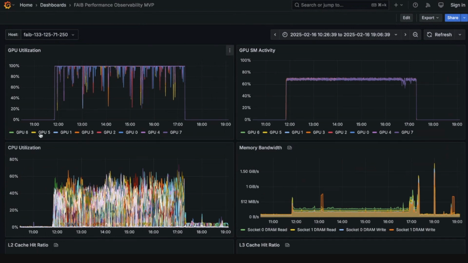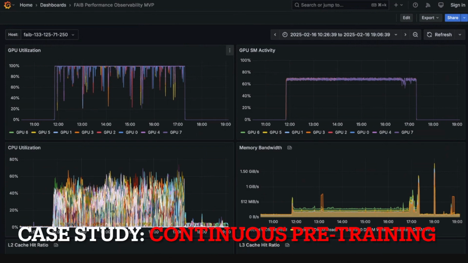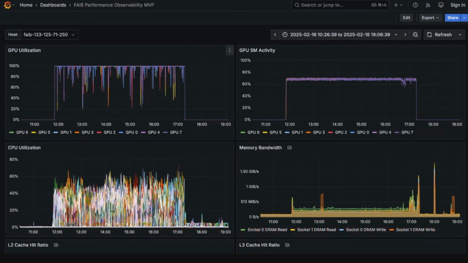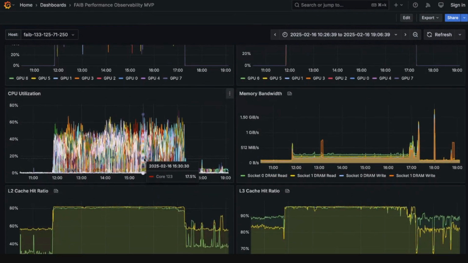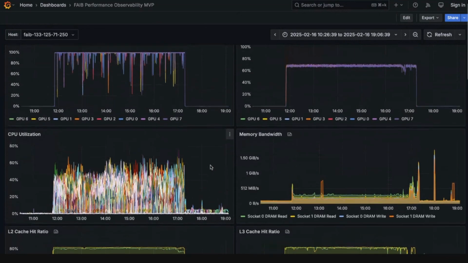This is a case where we used 2 nodes, each equipped with 8 H100s, to perform continuous pre-training and AI learning process. We're currently focusing on one of the nodes in a distributed setup. At the top, you have 2 GPUs and the CPU utilization. This is a fairly large system with about 240 cores. You can see the utilization is very high in the first half, and then it goes down here, which is when it finished.